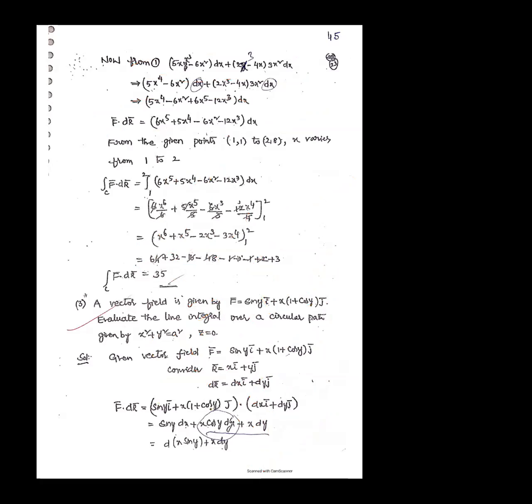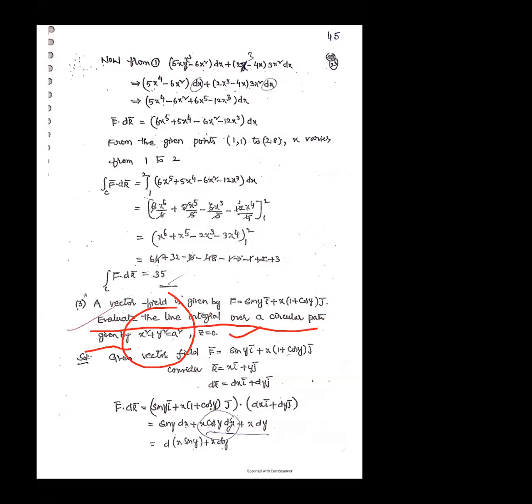Okay, next, problem number 3. In the statement of problem 3, a vector field is given: F bar equals sin y into i bar plus x into (1 plus cos y) into j bar. Here also there are only two vector components, i and j, and k is not given. So here also we take r bar as x i bar plus y j bar, not z k bar. Continuing the problem, evaluate the line integral over a circular path given by x square plus y square equals a square at z equal to 0.